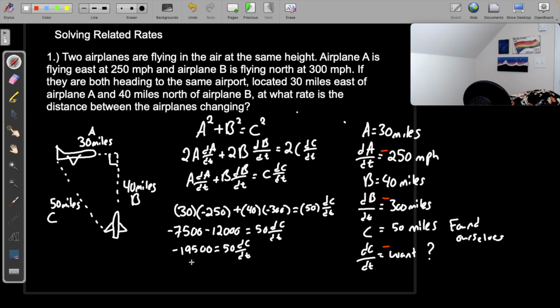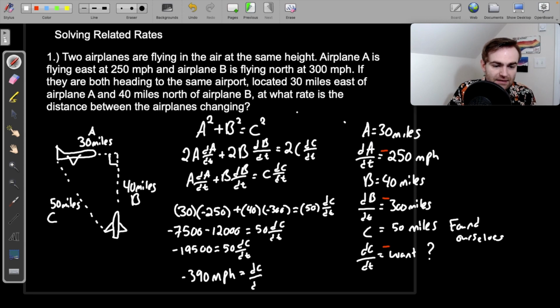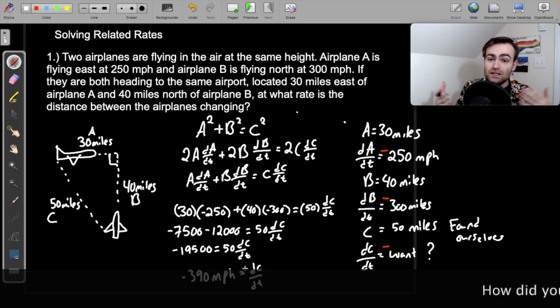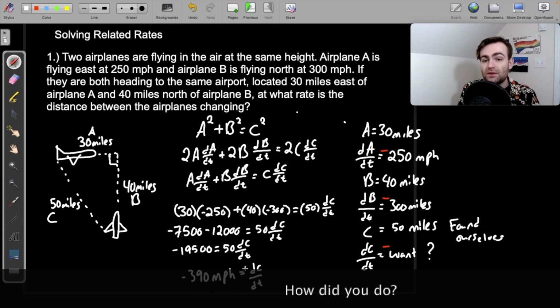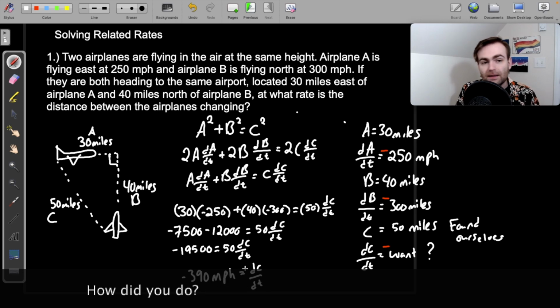So let me actually grab a calculator, because I'm good, but I'm not that good. Negative 19500 divided by 50. That would be negative 390 miles per hour is equal to dC dt. So that is the rate at which the distance between the airplanes is changing. It is getting smaller. That distance is decreasing by 390 miles per hour. All right. Hopefully we're feeling good about that one.